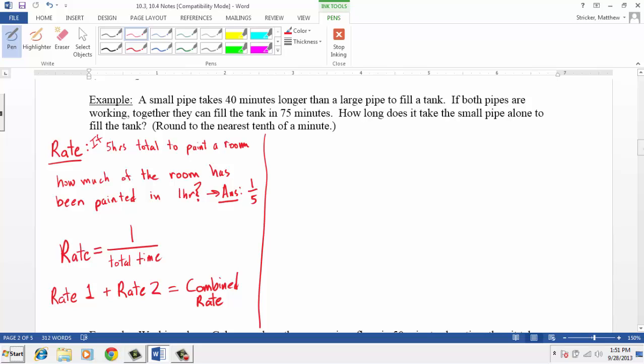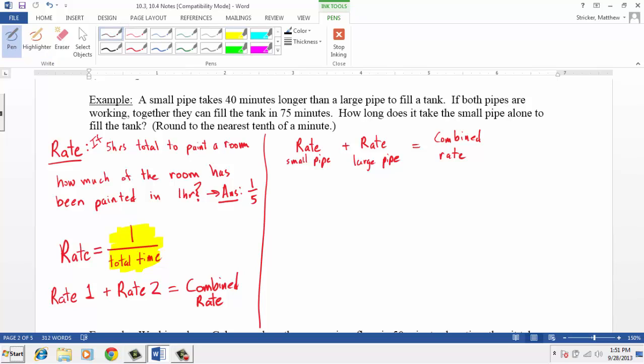It says a small pipe takes 40 minutes longer than a large pipe to fill a tank. If both pipes working together can fill the tank in 75 minutes, how long will it take the small pipe to fill the tank? So the idea here is going to be the rate of the small pipe plus the rate of the large pipe equals the combined rate. And remember, rates are always this form. They're always 1 over the total time.